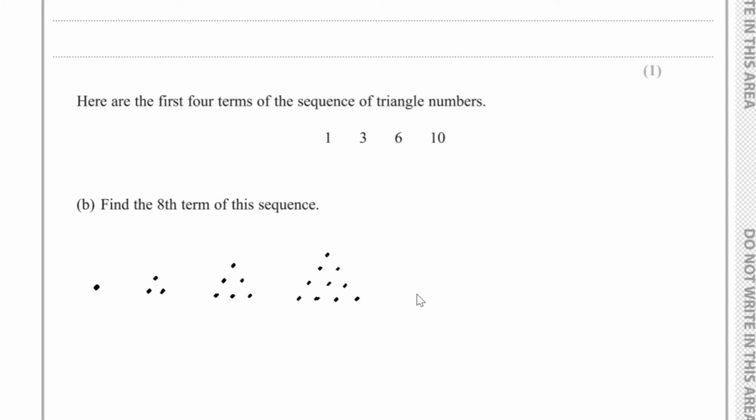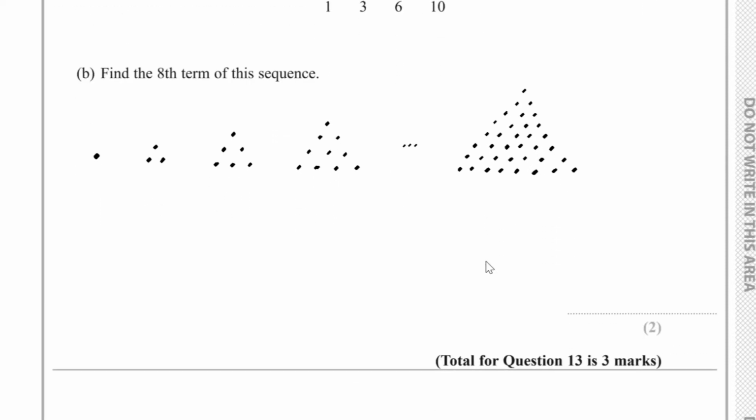Like so. And so for the 8th one, we've got 1, 2, 3, 4, 5, 6, 7, 8. Then here, 9, 10, 11, and so on up to 35, and then 36. And so what we will end up with is 36.